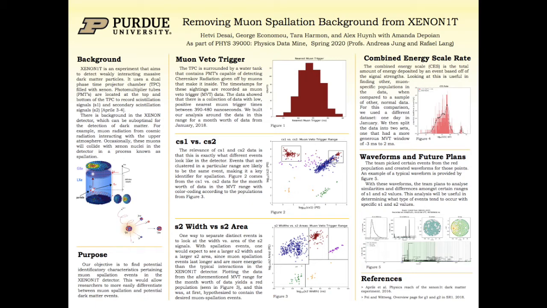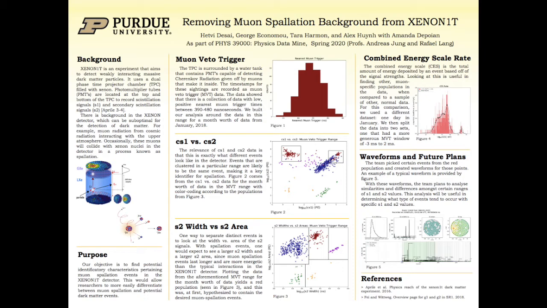Figure 2 comes from the CS1 versus CS2 for the month's worth of data in the MVT range. The color coding is according to the population from Figure 3. Different types of muon events have different widths and areas of S2 signals. With spallation, one would expect a larger S2 width and a larger S2 area, since spallation events last longer and are more energetic than typical interactions that take place inside the detector. Plotting the data from the aforementioned muon veto trigger MVT range for the month's worth of data yields a red population that can be seen in Figure 3. At first, this was hypothesized to contain the desired muon spallation events.